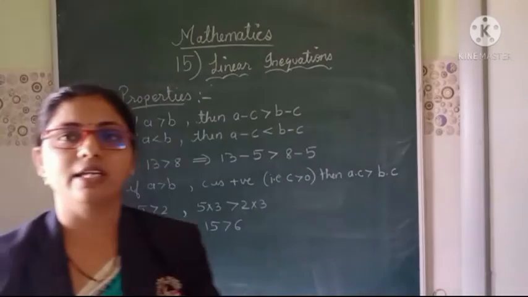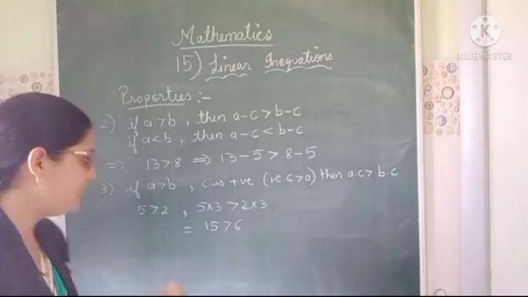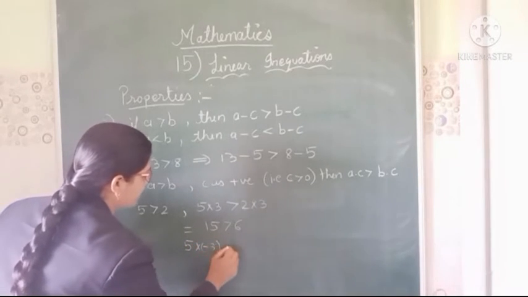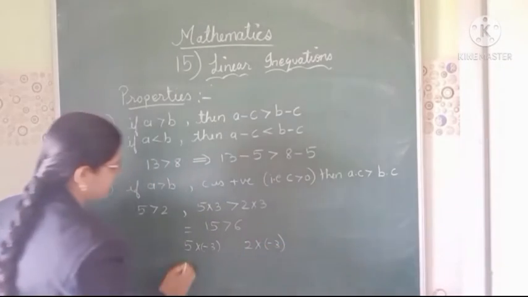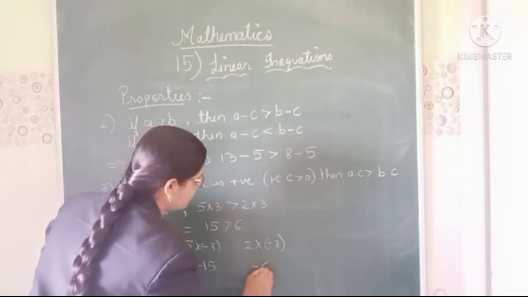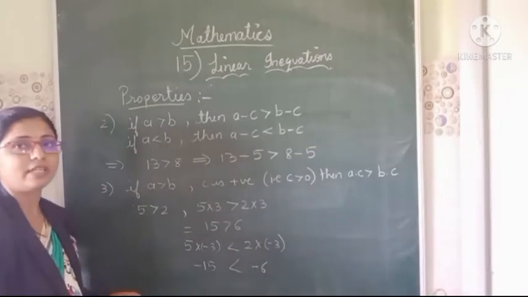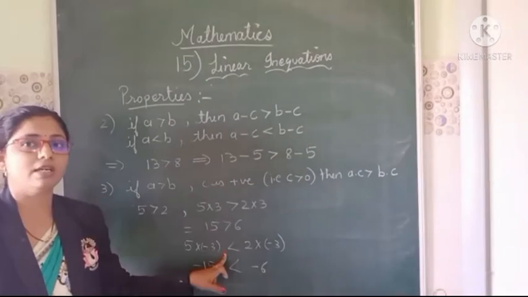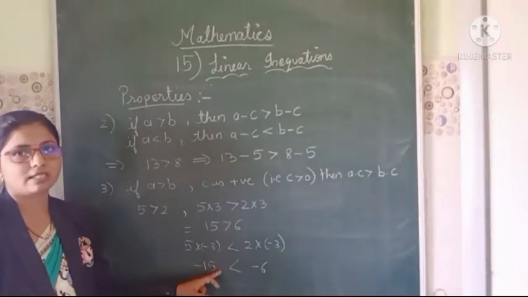In that way we have one more property, that is, if a negative number is multiplied. Let us see. If we multiply 5 by negative 3, and here 2 multiplied by negative 3, what is the answer here? Negative 15. And here? Negative 6. And we know that negative 6 is greater than negative 15. So if the number is negative, this is the fourth property, then definitely it will reverse the sign.